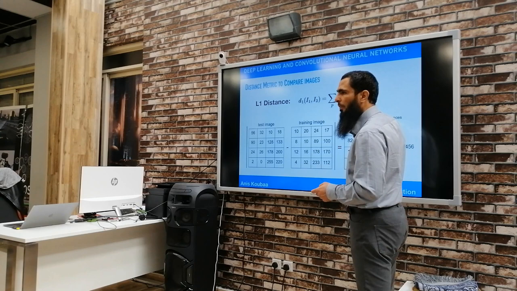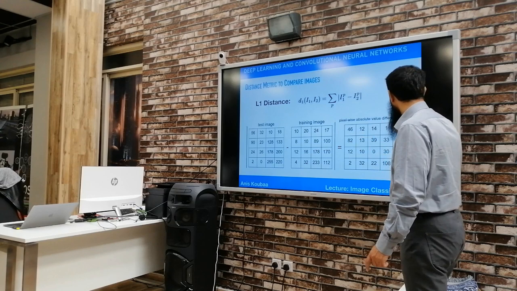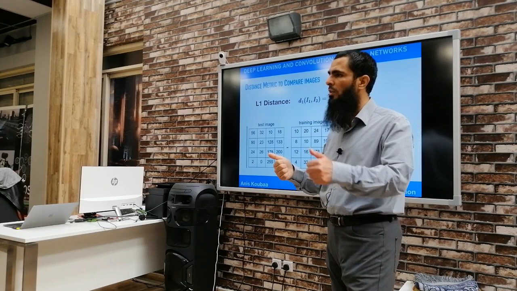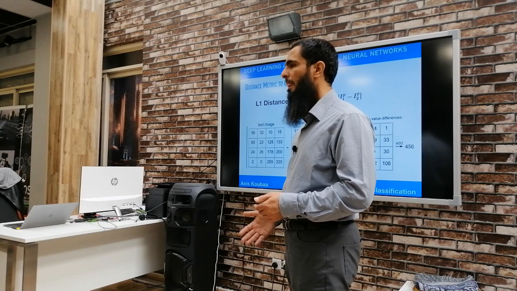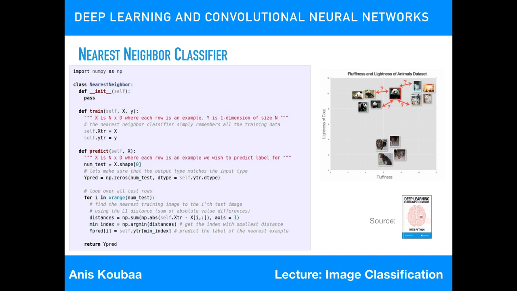So for example here, 56 minus 10 is 46, and then 32 minus 20 is 12. Then you take the absolute difference, add all these together, and you find a number. You calculate this distance for the first training image, the second training image, the third training image, up to the 50,000 images. Then you select the image that has the lowest distance. So this is the idea here, to find the closest image based on the difference between the pixels.